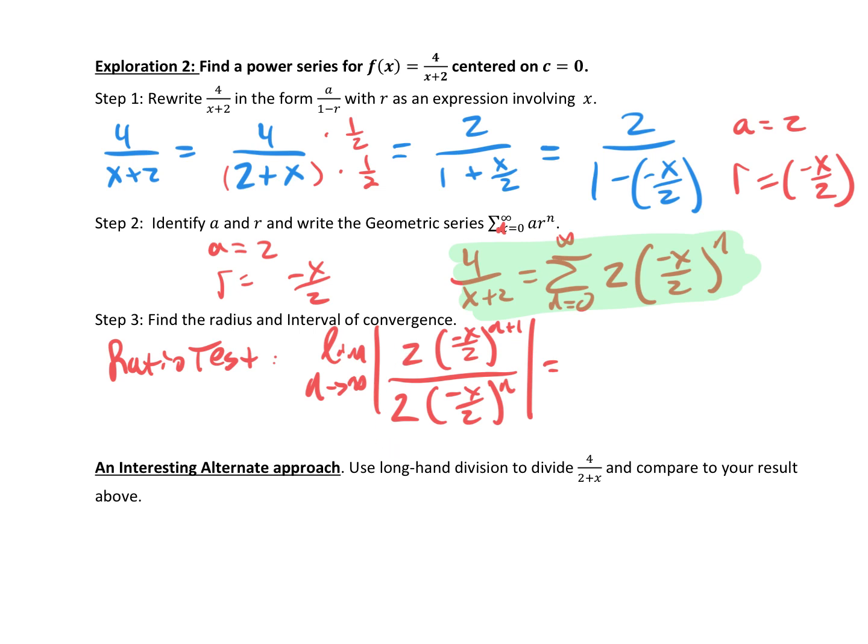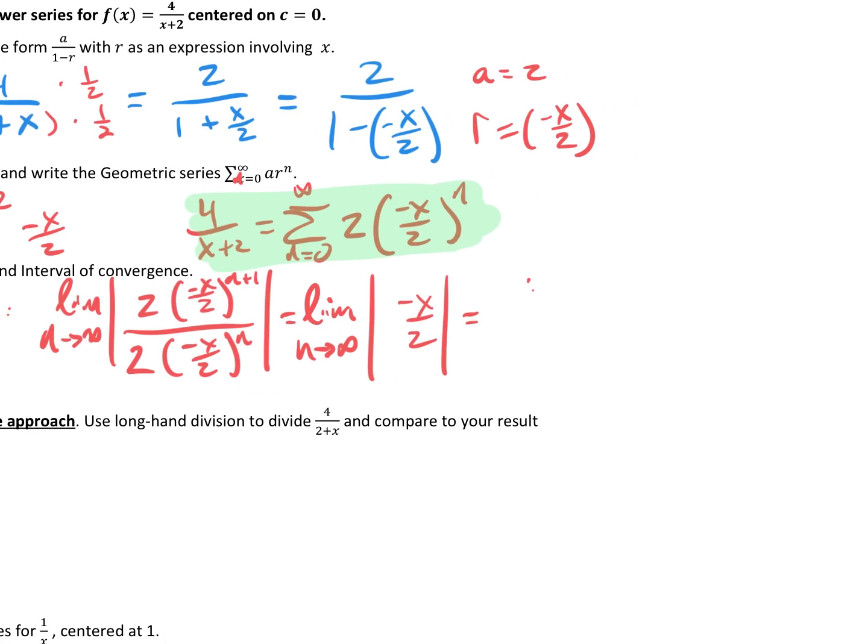The 2's will cancel. And this is going to give us the limit as n goes to infinity of, well, we'll subtract it here. We get n plus 1 minus n. That's going to be 1. So we'll have that negative x over 2 to the first power. And that negative is going to go away. And so this is going to give us the absolute value of x over 2. And we need that to be less than 1 for the ratio test.